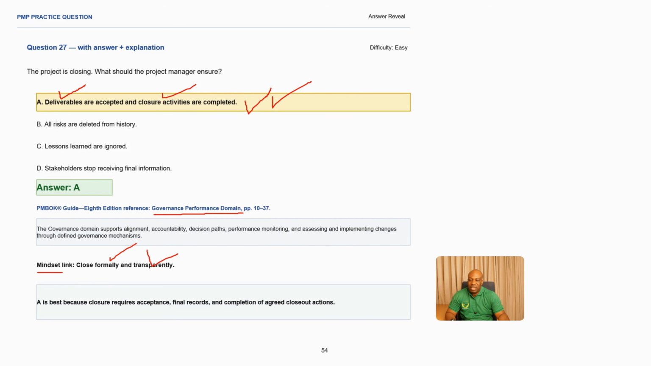So this is very important. You don't just close a project. Whether it's terminated or whether it's closing normally, a project should be closed formally and also in a transparent manner, which means all the documentation is done. Making A the best answer because closure requires acceptance. It requires final records and also completion of agreed actions. Making A the best answer.